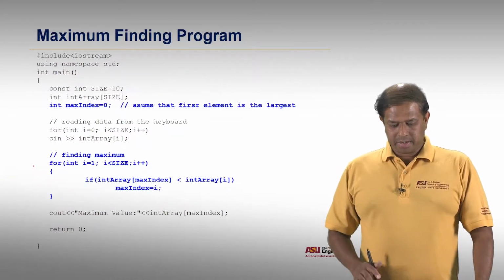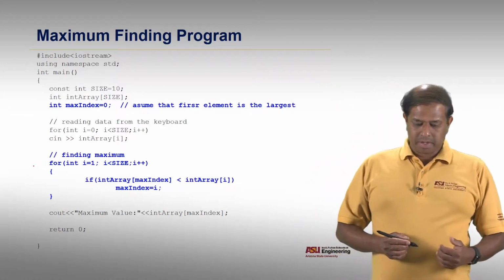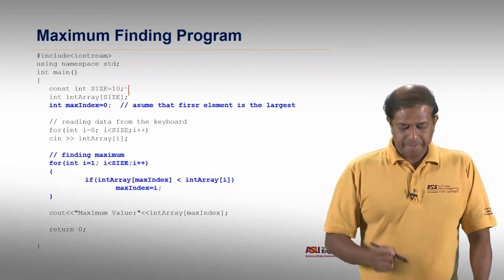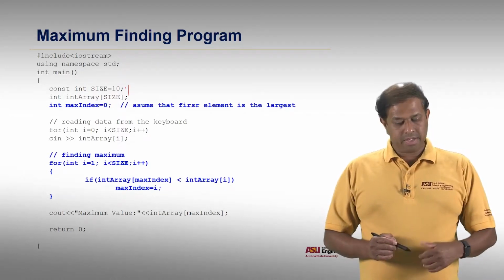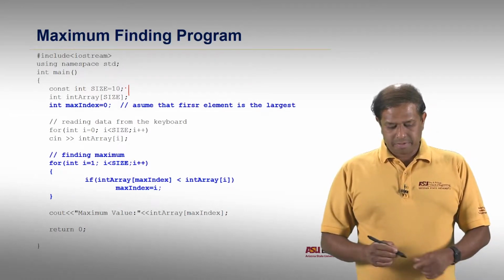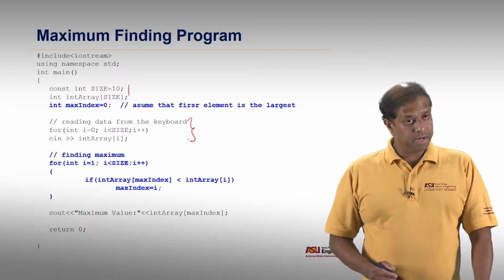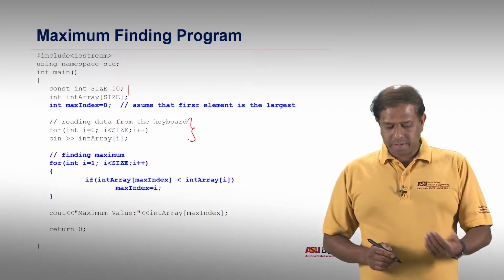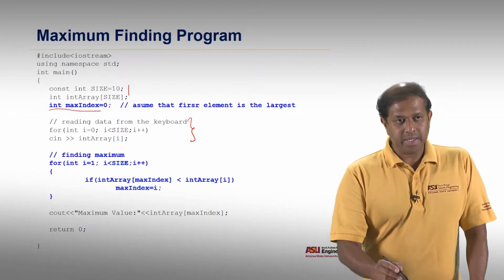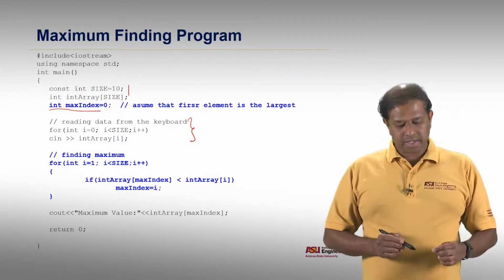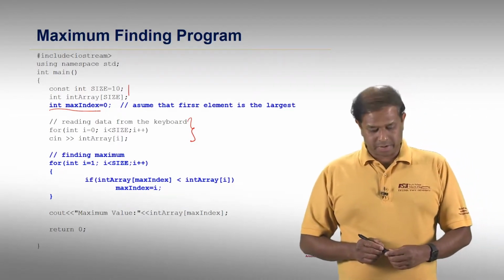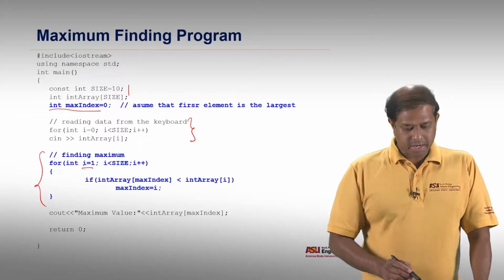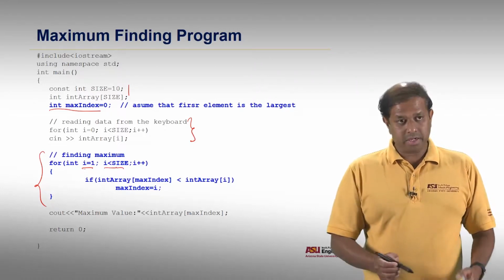Okay, all right. So let's take a simple example where we store some integer values in an array, 10 of them, and we need to find out what is the largest value stored in the array. The first thing we do is read data from the keyboard and store them in the array. Based on our assumption that the first element is the largest, we assign max index to be 0, right? Then in the maximum finding loop, we start from the second element until we are done searching all the elements.